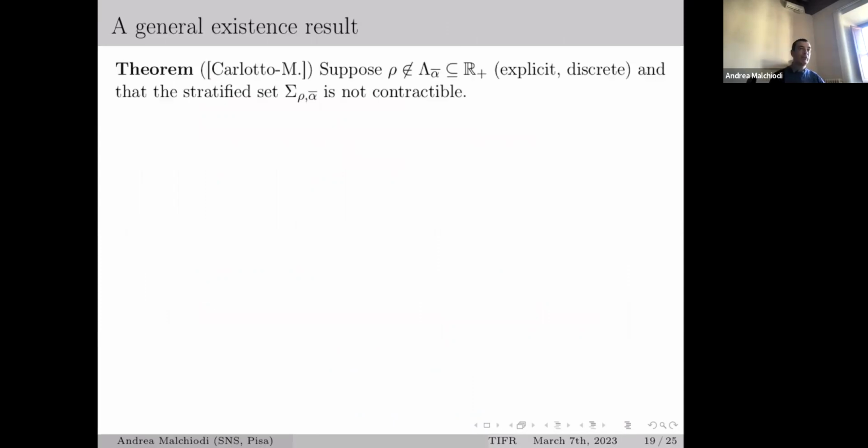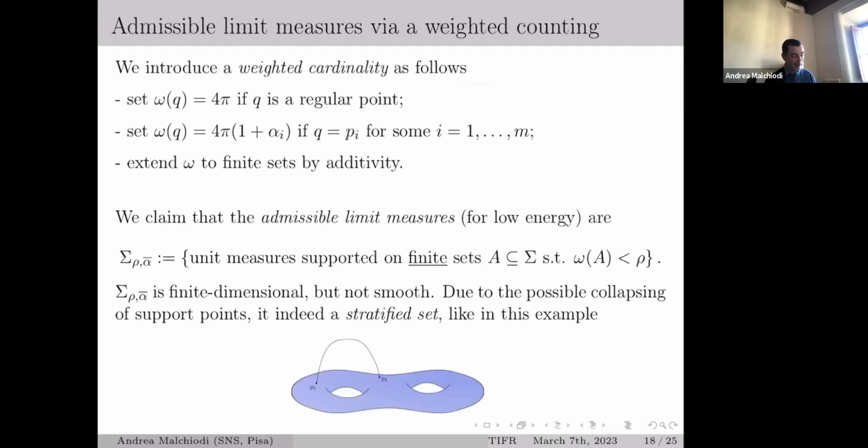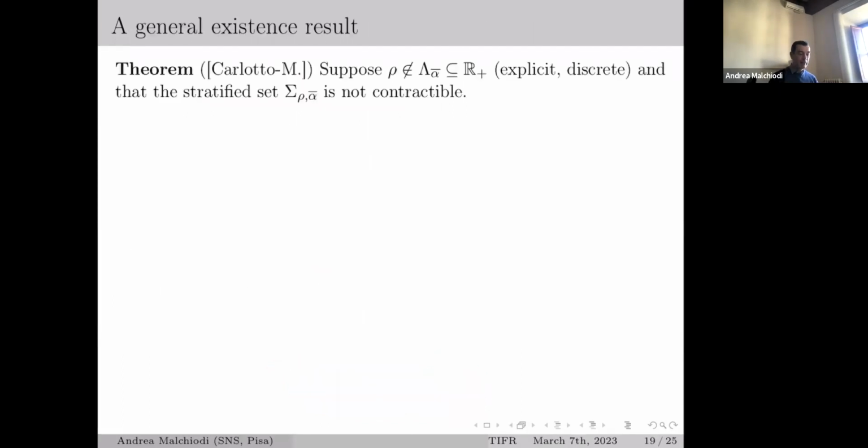And we have the following theorem, joint with Carlotto. Suppose that rho is generic, so it avoids some explicit discrete set in R. This is for compactness reasons. And assume that this stratified set, which I defined before, is not contractible. So it's something like this. Then the Liouville equation is actually solvable. So the singular Liouville equation.